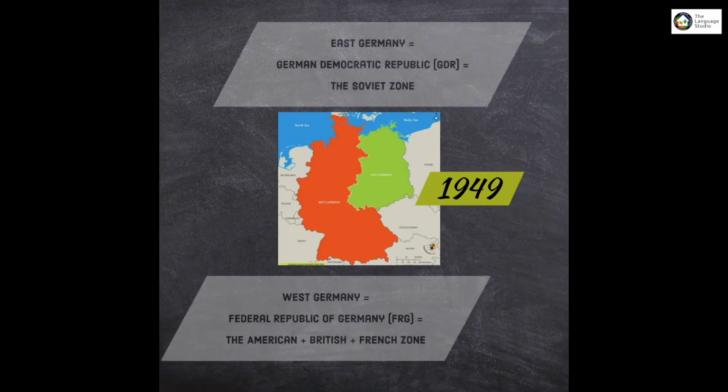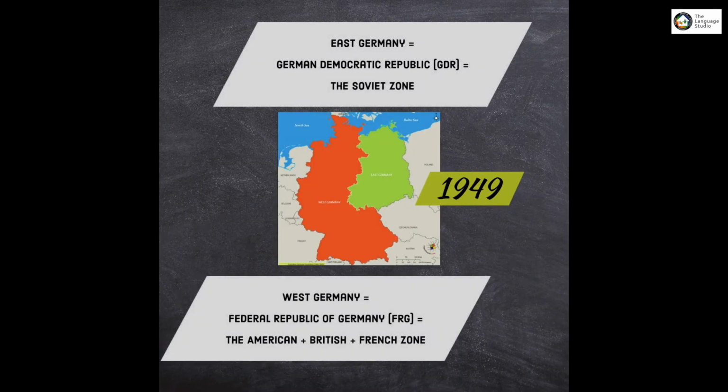And in 1949, the three West zones, the American zone, the British zone and the French zone, united to form the West Germany, also called Federal Republic of Germany. And the Soviet zone on the east was called the East Germany, also known as German Democratic Republic.